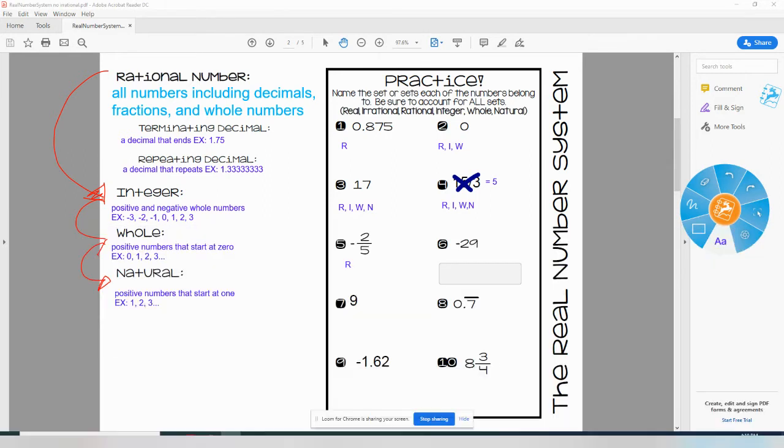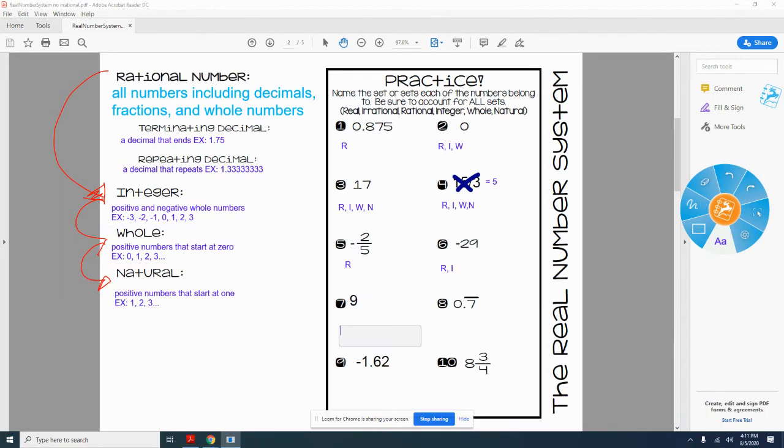Number 6, negative 29. Is it a rational number? Well, it qualifies as all numbers, so yes, it's rational. Is it an integer? Is it a positive or a negative whole number? Well, it's a negative number, and it's a whole number, so yes, it's an integer. Is it a whole number? Is it a positive number that starts at 0? Well, it's not positive. It's a negative number. So whole numbers can only be positive. So that's it. It's done. So number 7.